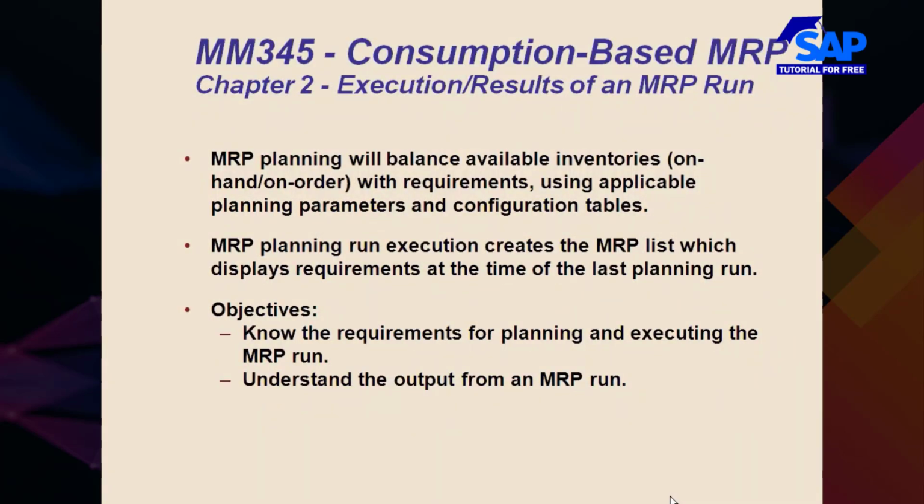As I told you, once you execute an MRP, your system creates an order proposal. Order proposal means purchase requisition is an order proposal, or a planned order in case the material is an in-house produced material. That will be created, isn't it? So this is what we call execution of results of an MRP run. MRP planning will balance available inventory that is on hand or on order with requirements using applicable planning parameters and configuration tables.